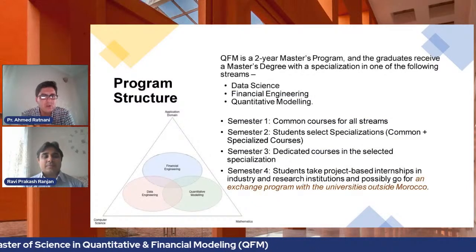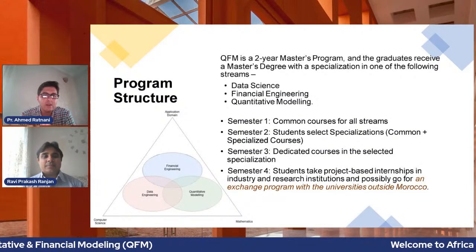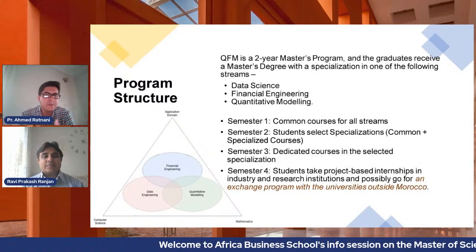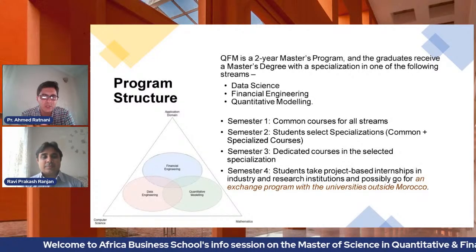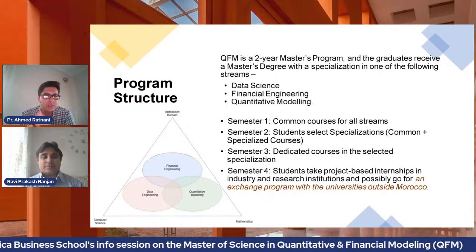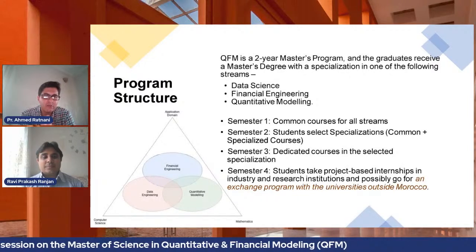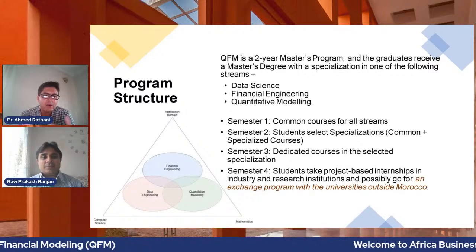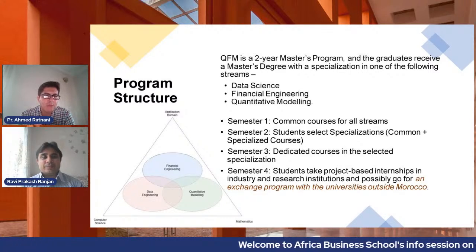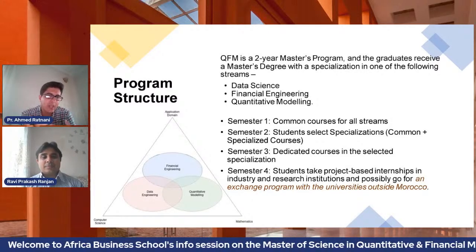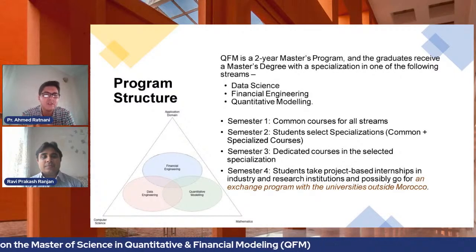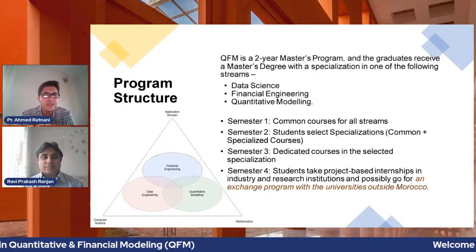So the structure of the program, as we mentioned, has three majors or three specializations, which are data engineering, financial engineering, and quantitative modeling. Why these three choices? If you look at the left of the slide, data engineering and quantitative modeling act as a support for the application domain. So what we like to design is a program with a solid background in mathematics and computer science, and this program is built for a given application. So we want students to learn about the application during their studies.